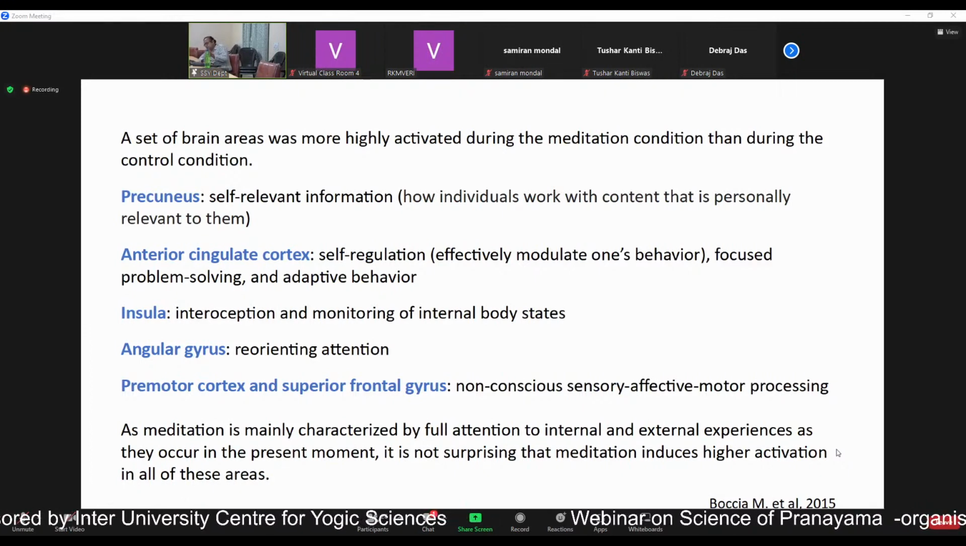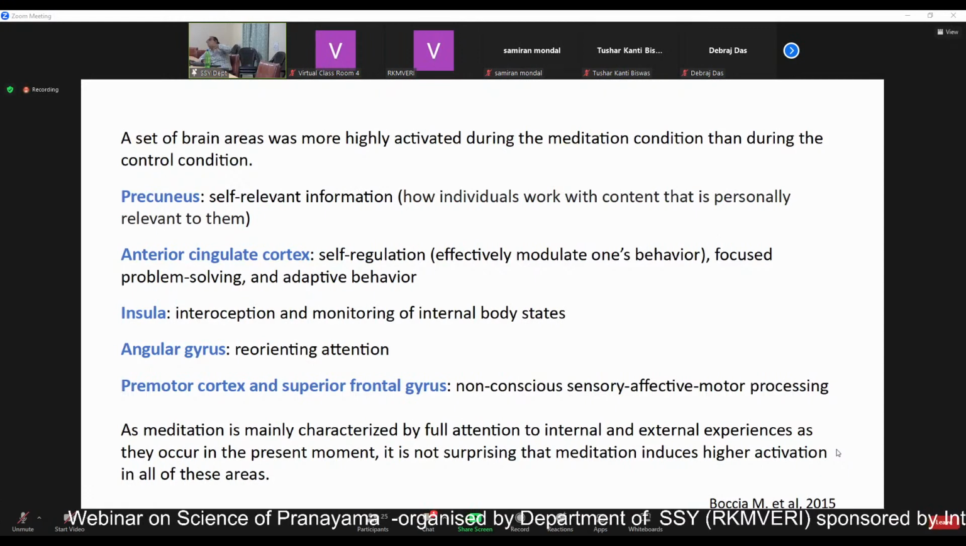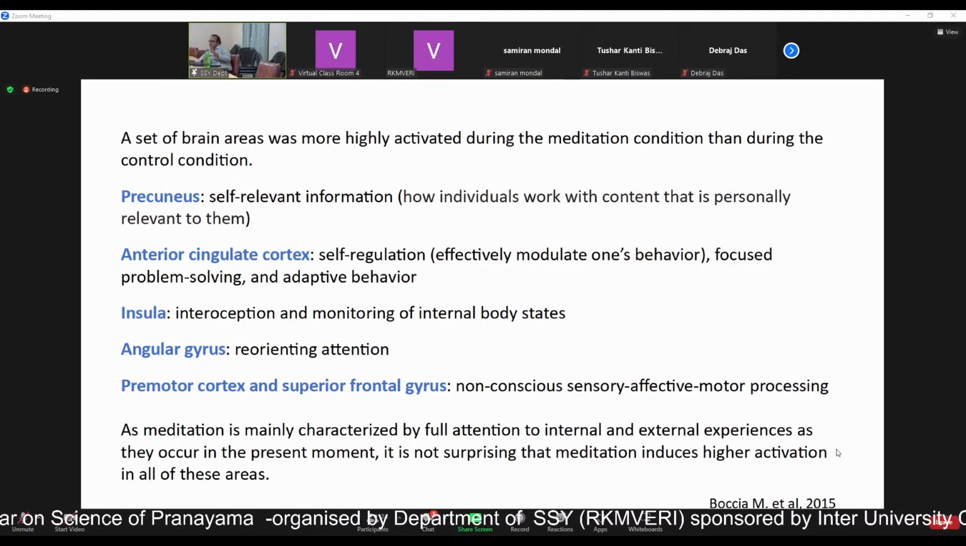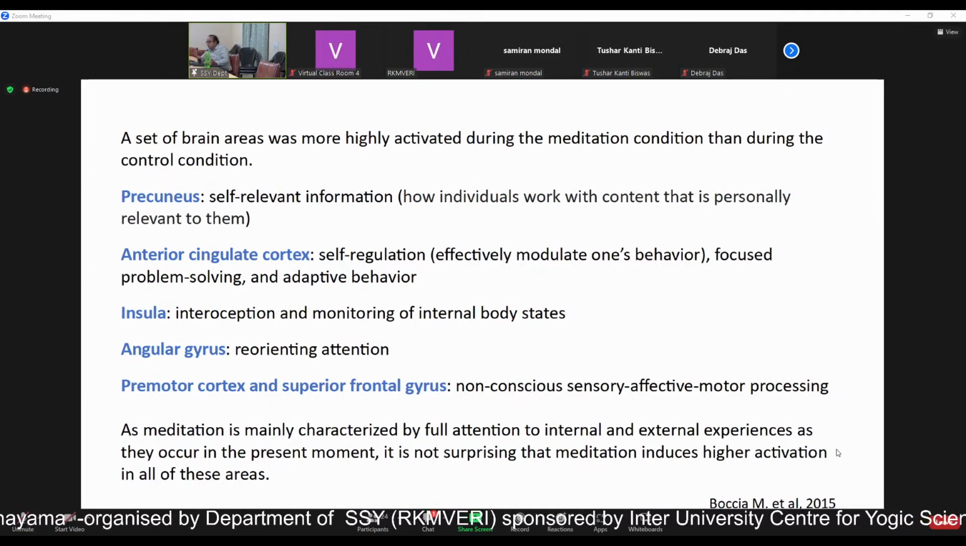The angular gyrus helps in reorienting our attention. The premotor cortex, the frontal part of the brain, we can see. They are also involved in many active behaviors, like sensory processing, the external information senses involved with touch and all those things. They may also have motor processing or affective processing. Affective processing is basically behavior influenced by our emotions. So from these areas we can understand that different behaviors are related to different brain regions. As meditators, we can expect they have better abilities in the context of the behaviors maintained here.